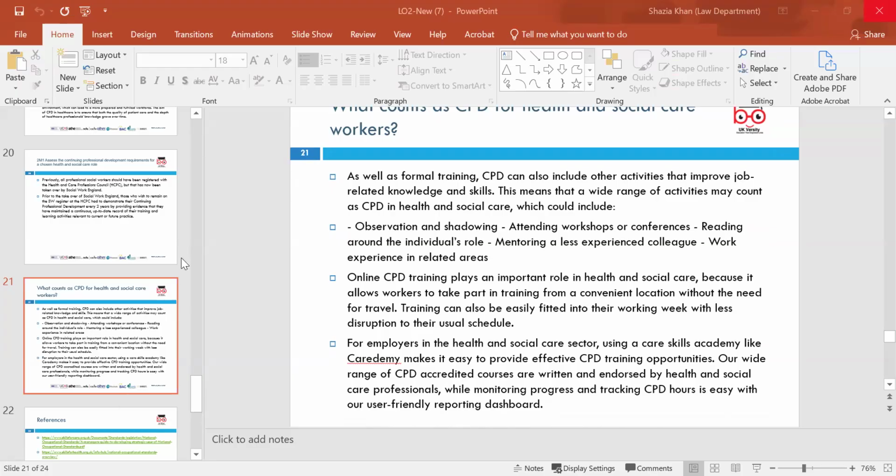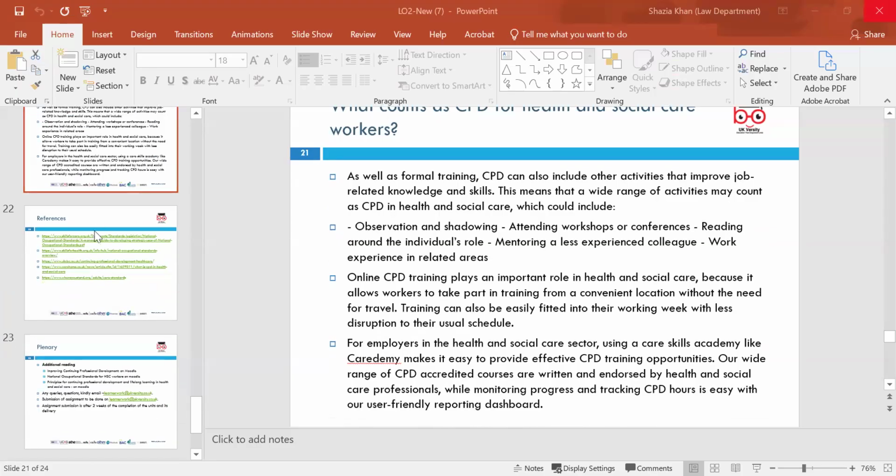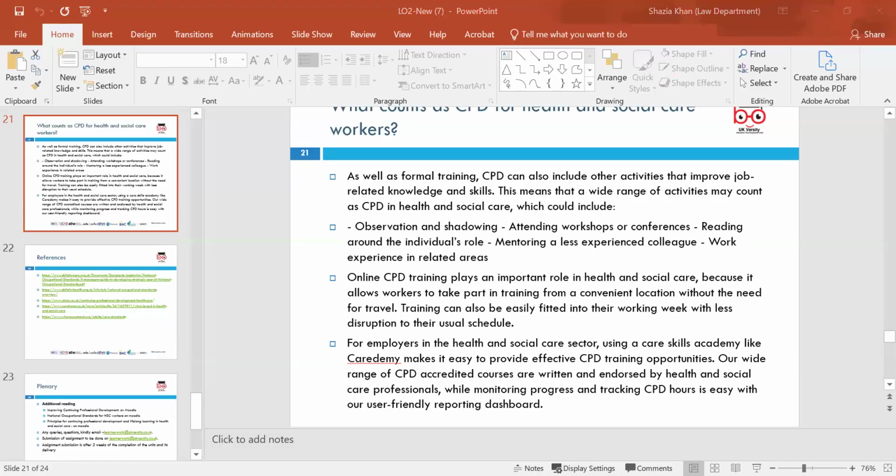So we've now finished learning outcome 1. I'll just give you an overview of what we've gone through today. So a summary of today's session: we've looked at understanding professional development in health and social care. We've looked at what professional development is. We also looked at the Professional Standards Authority for Health and Social Care.